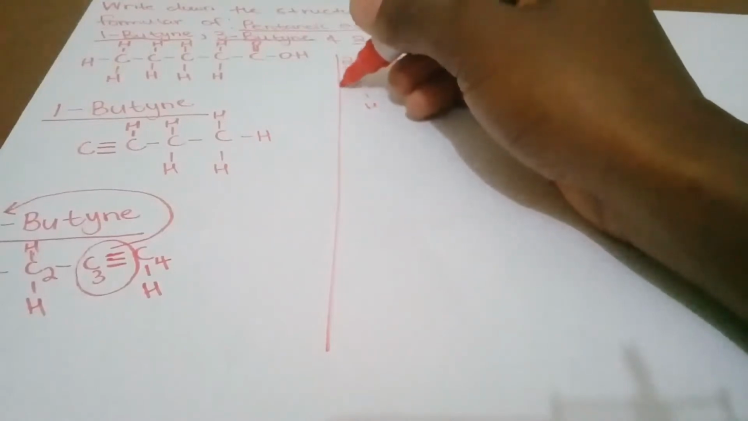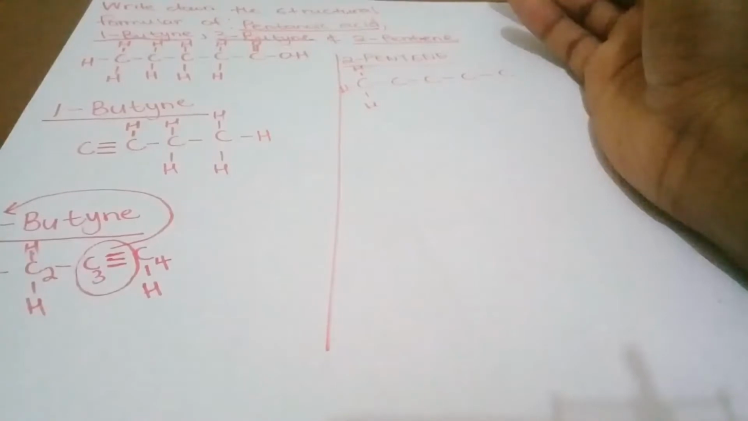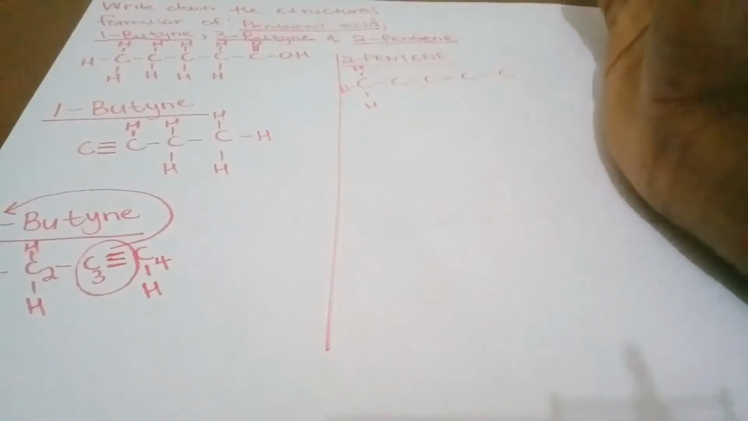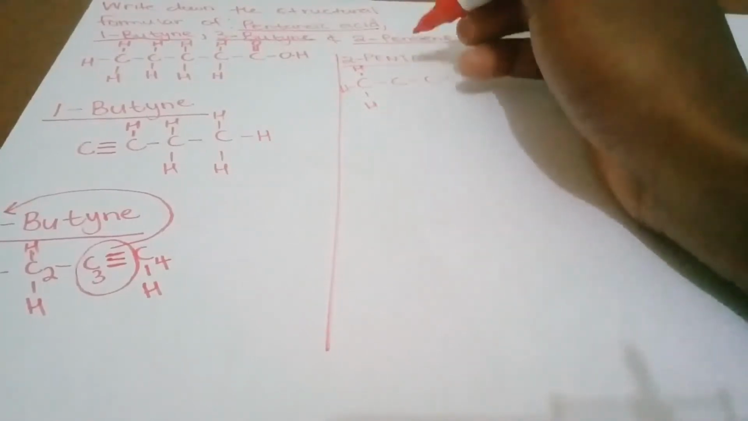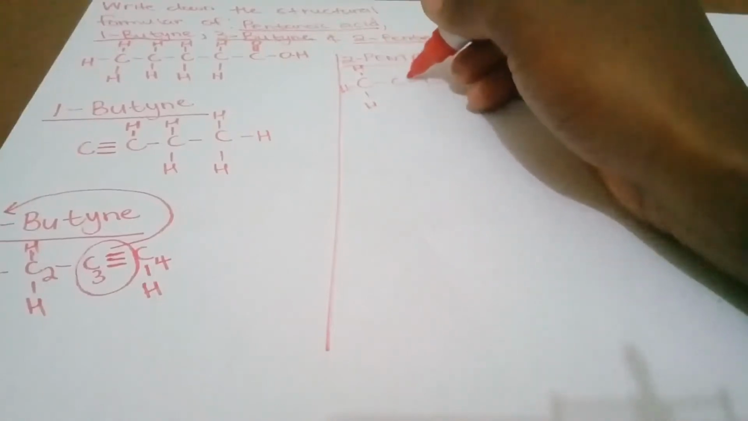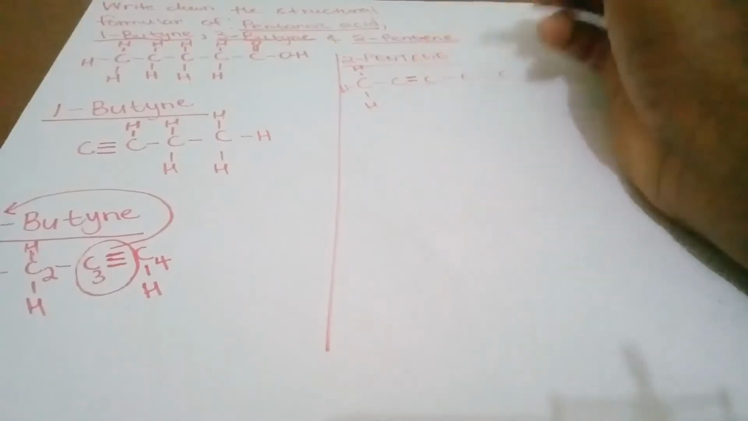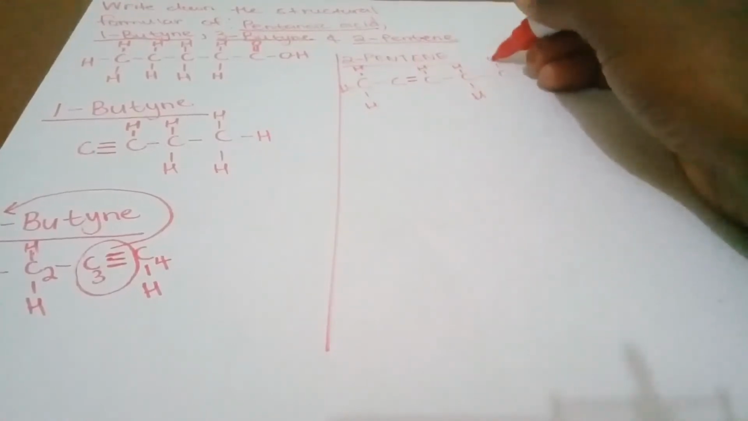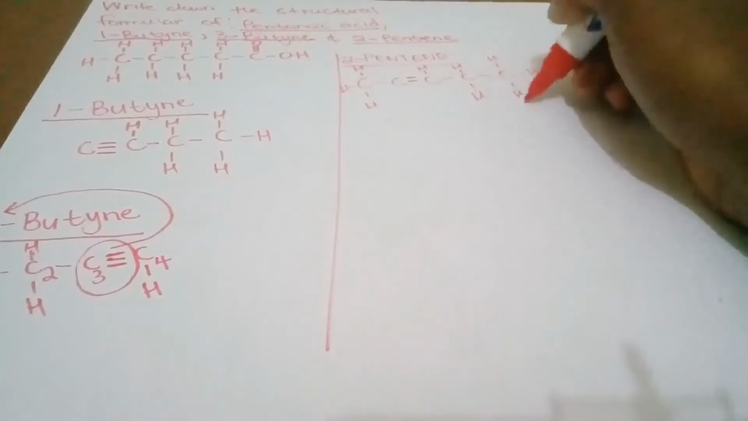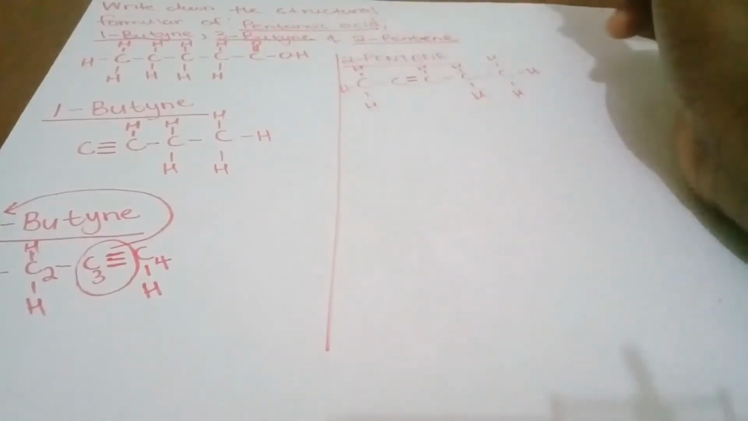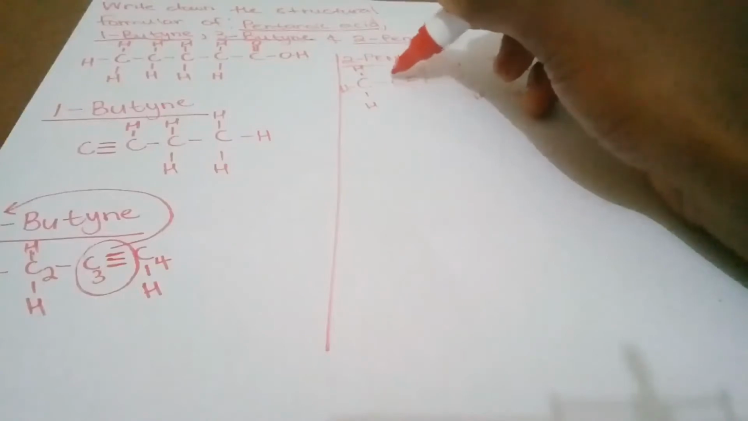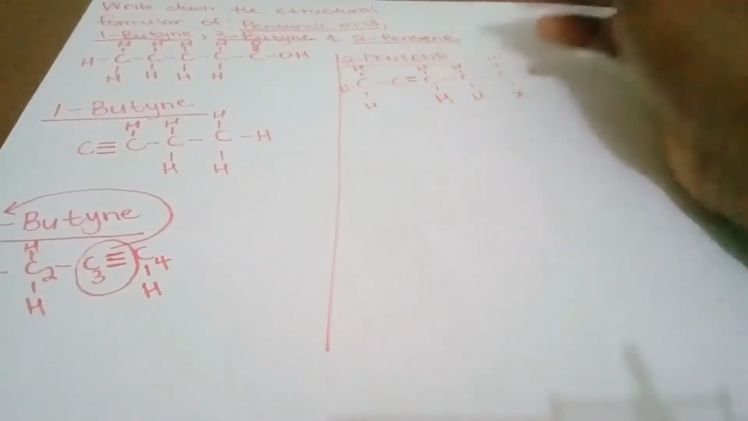So the general formula for alkenes is CnH2n, meaning that we're going to have 10 H atoms here. The double bond is going to be here. So we can count: 1, 2, 3, 4, 5, 6, 7, 8, 9. So that's how it goes.